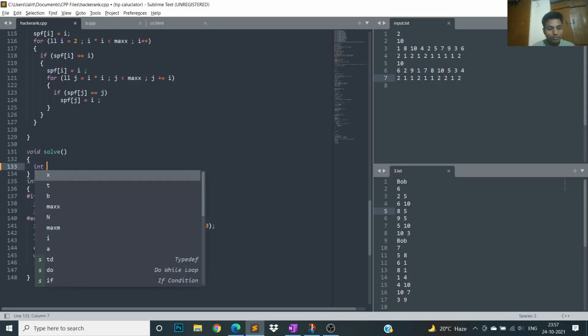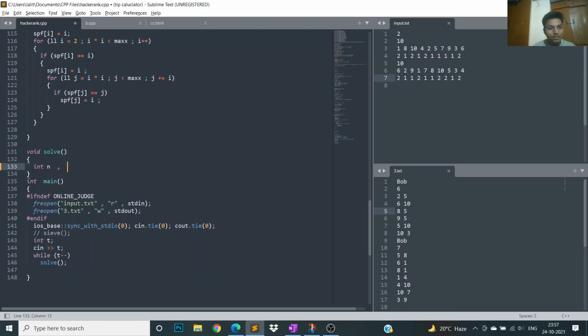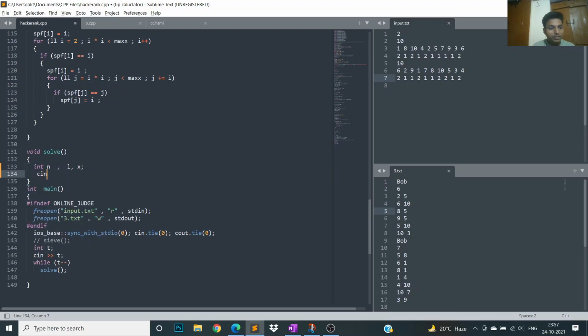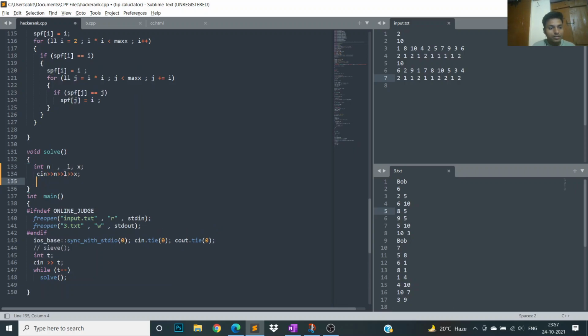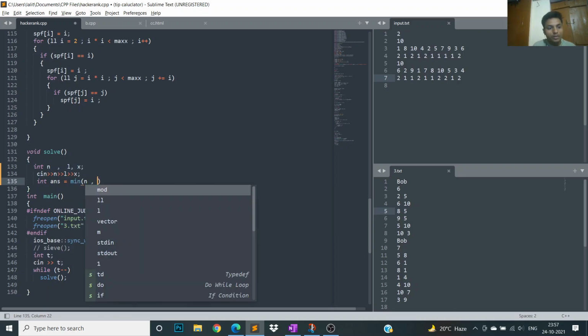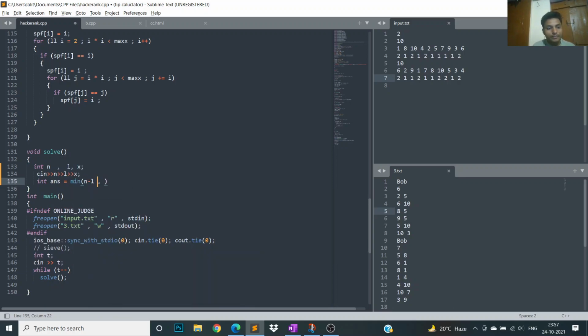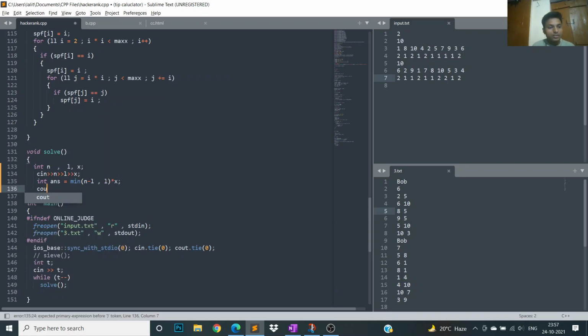So we read N, L, X, and the answer is equal to min of L and N minus L, times X. Then just print the answer. Yeah, this is the answer.